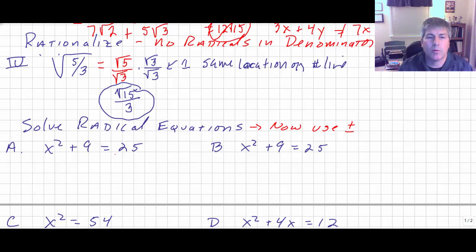In this particular problem, if I subtract 25 from both sides, I get x squared minus 16. Give myself a little more room here. X squared minus 16 equals 0. Well, you may recognize this from your factoring days as a difference. Subtraction is difference of two perfect squares. So this is factorable.